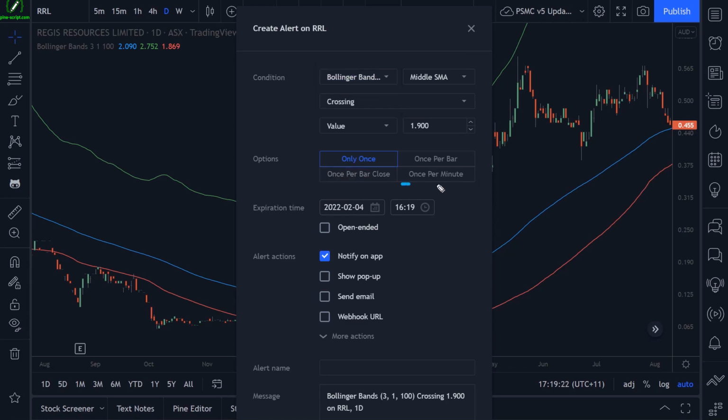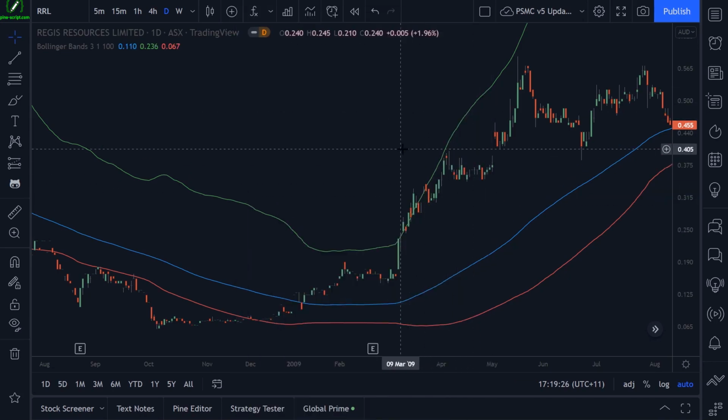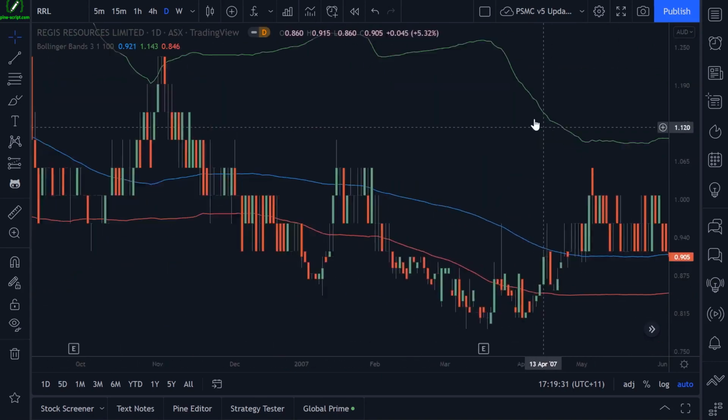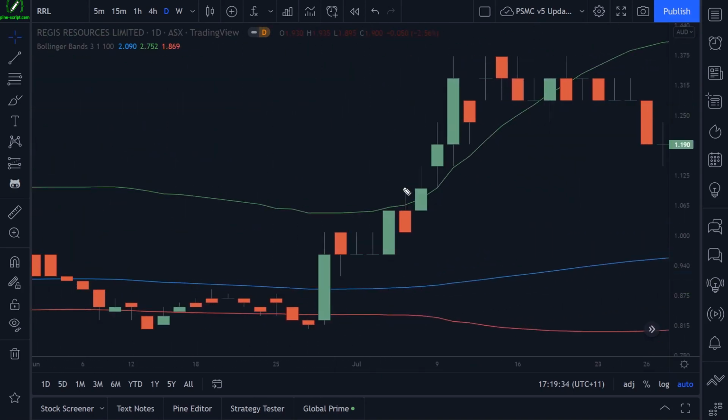But if you were to set it to once per minute or only once, then you may get a lot of false signals, every time price trades above the upper band. Here's an example. It's a bit hard to see, but this red bar here was trading above the band throughout the day, but then closed below it.